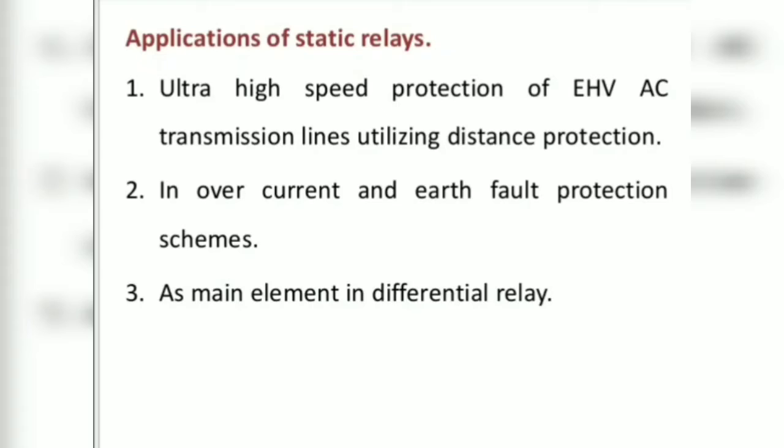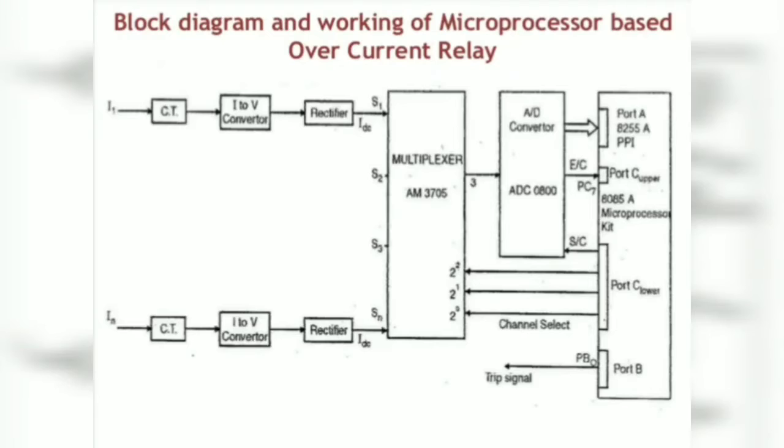So the first is ultra high speed protection of EHV AC transmission line utilizing distance protection, and the second is in overcurrent and earth fault protection scheme as a main element in differential relay. This is the main application of static relay. The block diagram and working of microprocessor based overcurrent relay.